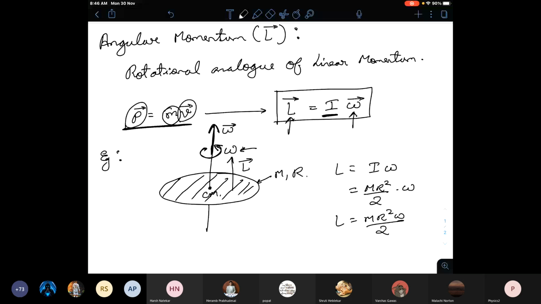So see, angular momentum is the rotational analog of linear momentum. I am trying to derive a formula for angular momentum. First of all I write the formula for linear momentum: P is equal to m into v. Now I start replacing it with the rotational analogs. Linear momentum is converted into angular momentum, so P is replaced with L.